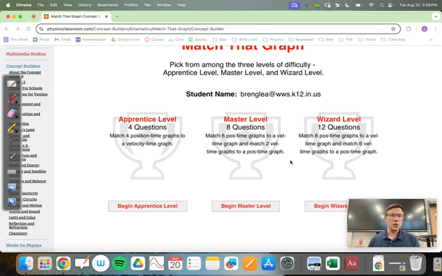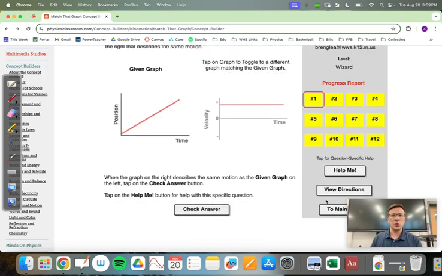This is really, really great practice for translating a position versus time graph into a velocity versus time graph, or vice versa. So what I'll do is I'll just do 4 to 6 questions on the wizard level and talk about the process of how to get to the right answer. And that should be enough for you, hopefully, to catch on to that process and then apply it to the remaining questions. So let's get going here on the wizard level.